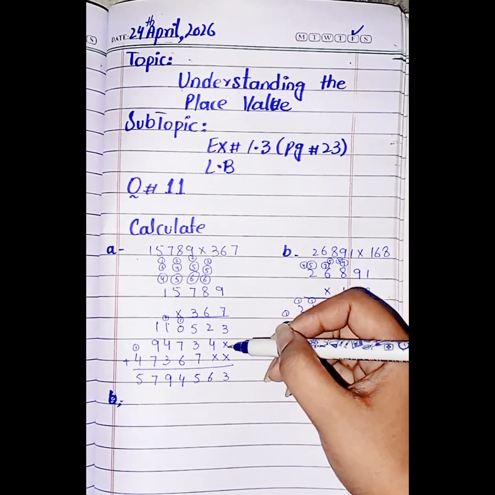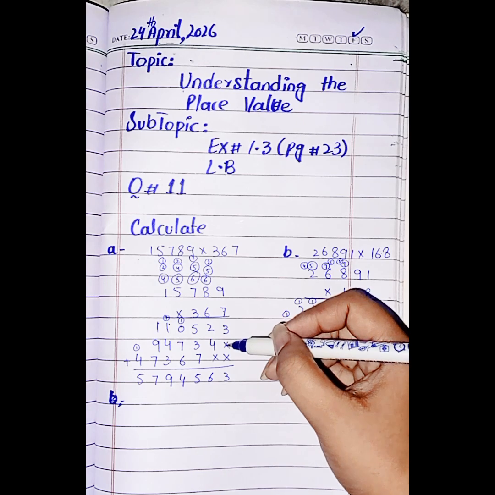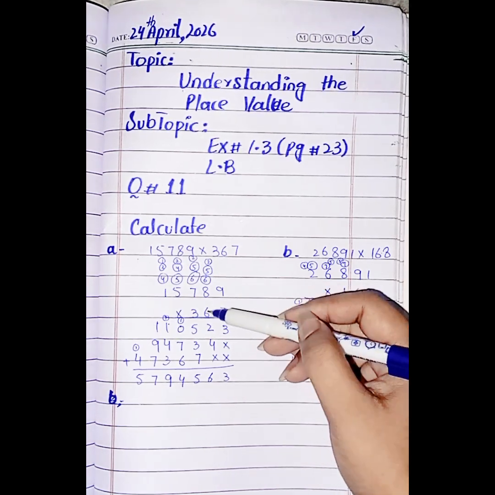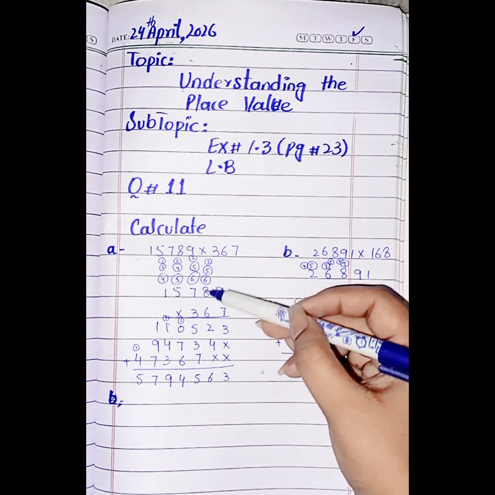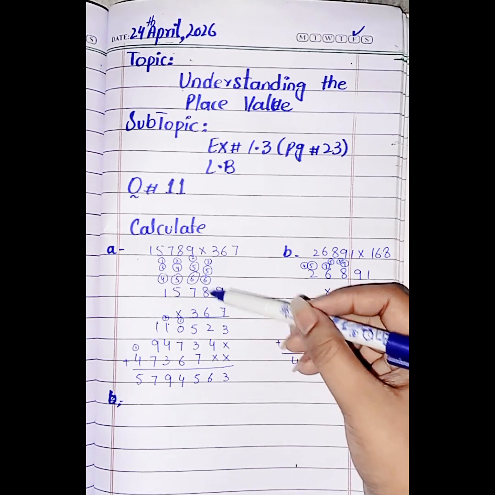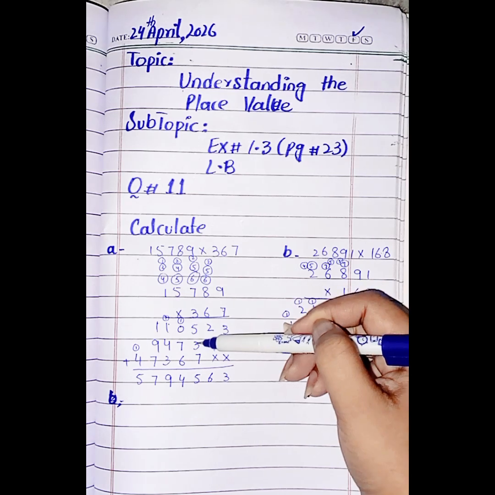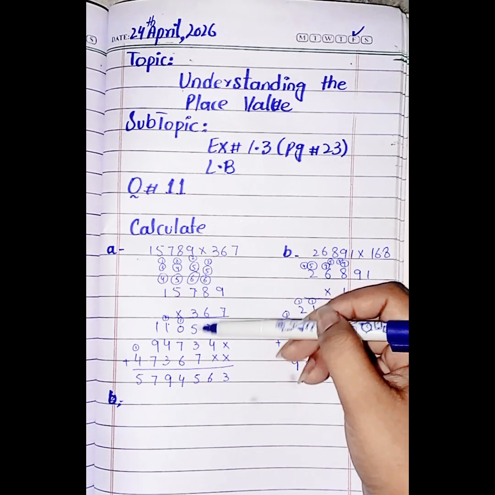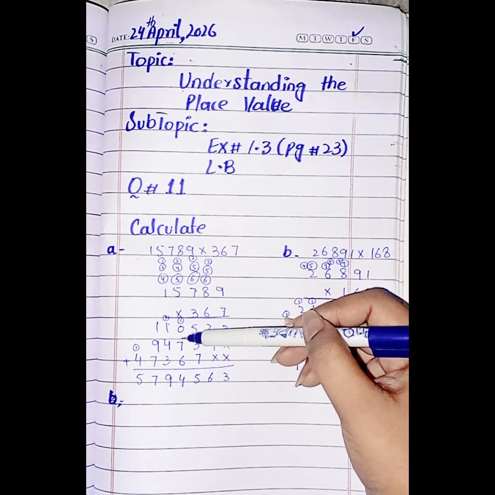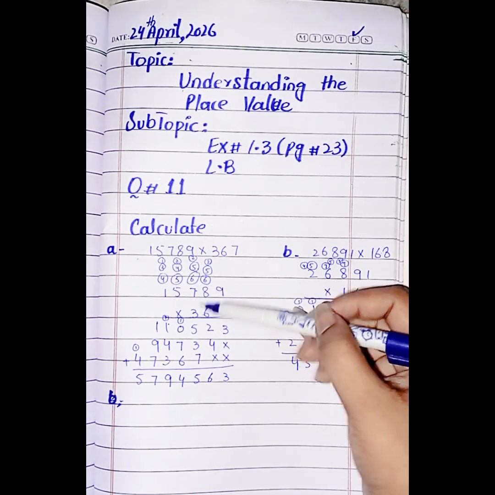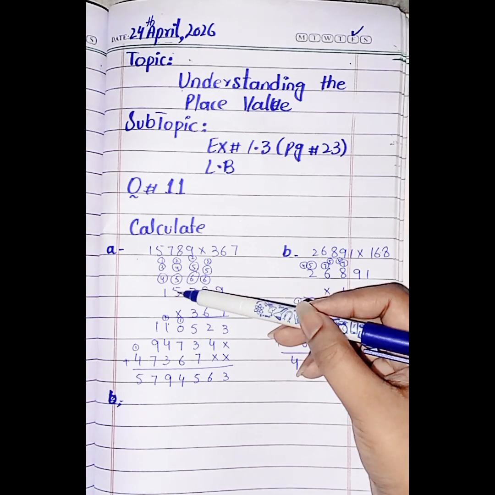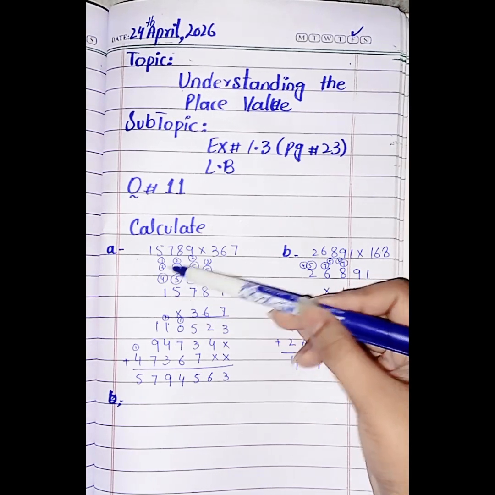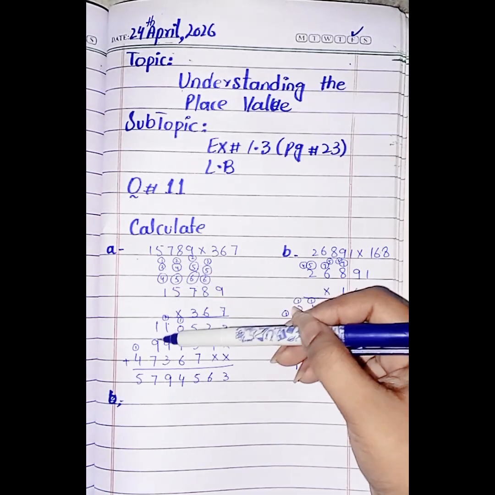Now students, start our next multiplication. Write the multiplication sign here. 6 nines are 54, write 4 here and 5 will be the carry. 6 eights are 48, adding 5 we get 53, write 3 here and 5 will be the carry. 6 sevens are 42, adding 5 we get 47, write 7 here and 4 will be the carry. 6 fives are 30, adding 4 which is equal to 34, write 4 here and 3 will be the carry. 6 ones are 6 and 3 is 9.